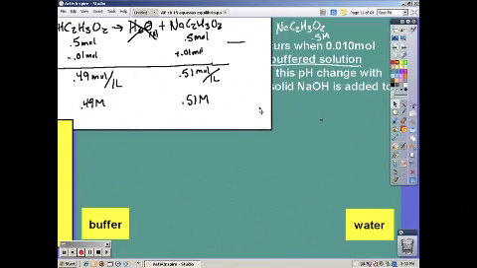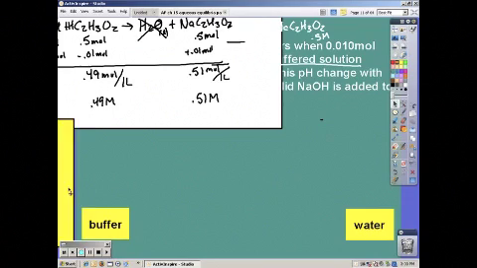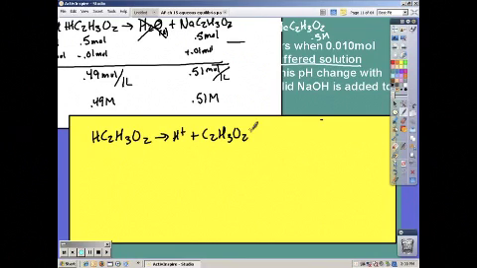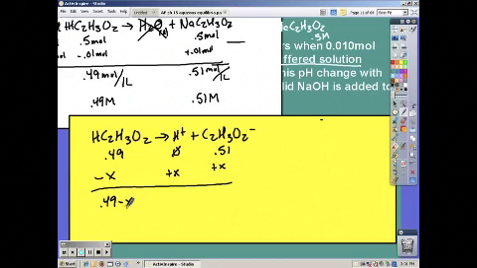So the last step was use an ice table. So we're going to start with the actual acid, which was acetic acid. Dissociate it. And plug in those values that we just had. Plug it into our Ka expression.